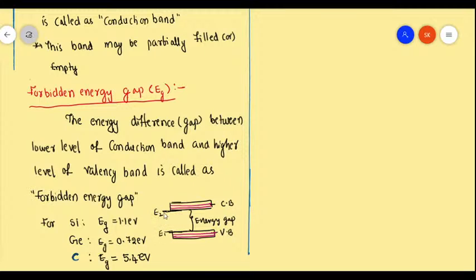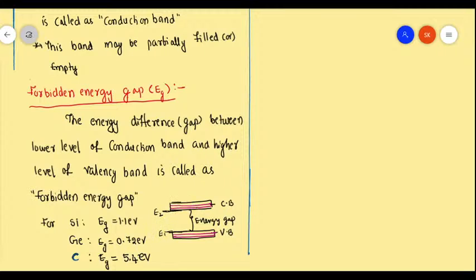Every energy level has some energy, and the energy gap is the difference between the energy of the lower energy level of the conduction band and the higher energy level of the valency band. In the valency band, so many energy levels are there. This is the top one, the higher energy level. This is the lower energy level of the conduction band. In the conduction band, this is the lower, next this is higher, next this is higher.